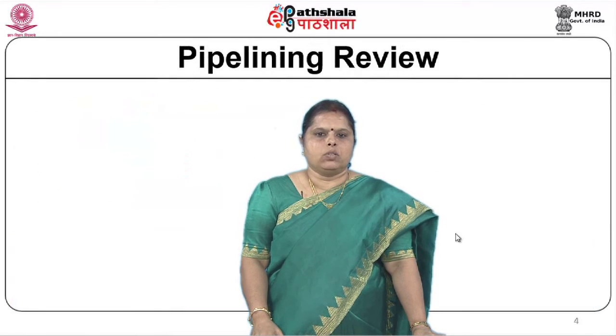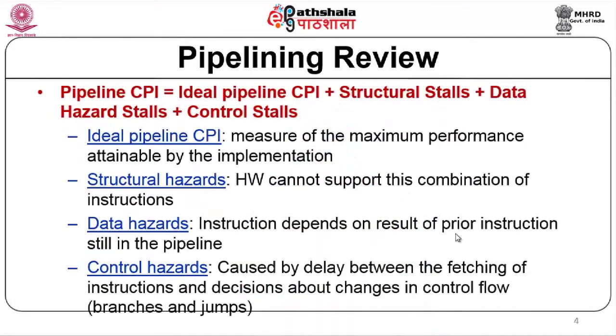Before we go into the details of the software issues, a brief recap of whatever we have done so far with respect to pipelining. All of you know that the CPI, the average number of clock cycles per instruction in a pipelined implementation, is equal to the ideal pipeline CPI, which is 1. Ideally, every clock cycle we want one instruction to finish. So the ideal pipeline CPI is 1. But you definitely have other stalls coming into the pipeline because of different types of hazards. You might have structural hazards, data hazards, and control hazards.